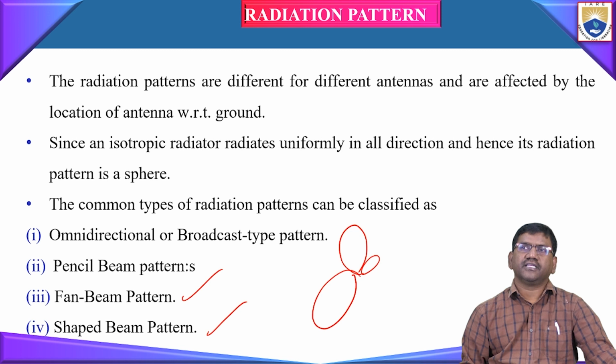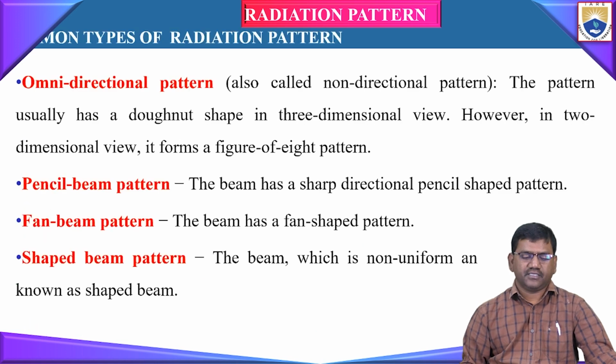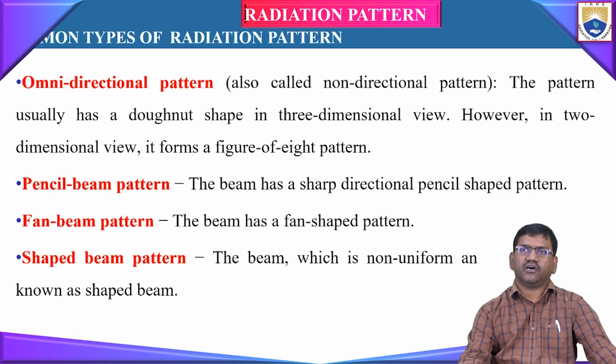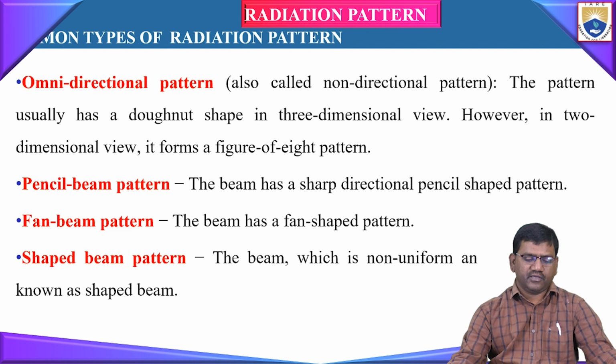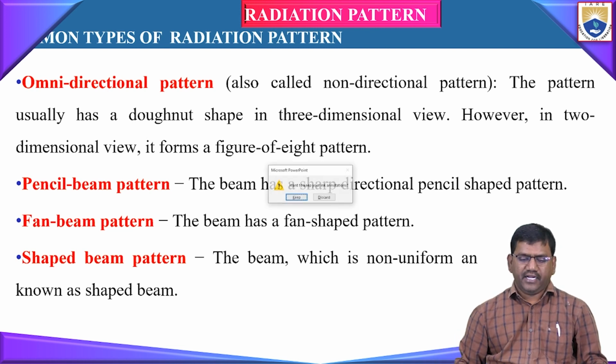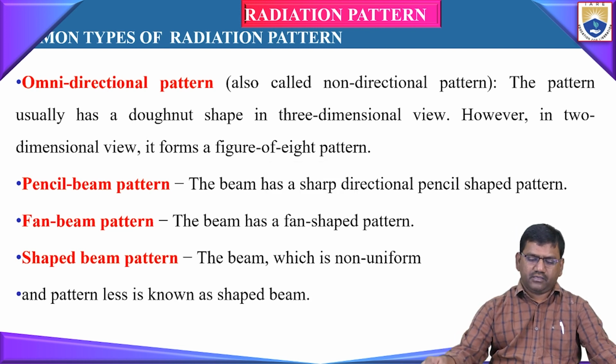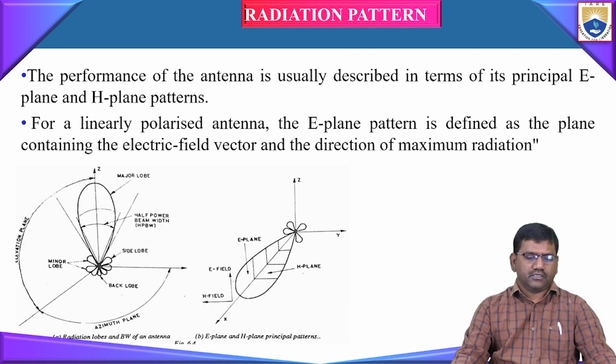And here, the shaped beam pattern. The radiation pattern that is produced by any antenna may be of any shape, right? Hence the name shaped beam pattern, which is non-uniform, and it is known as a shaped beam antenna. So these are the radiation patterns.